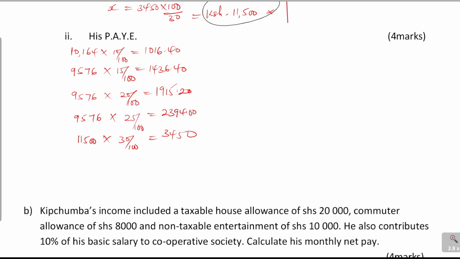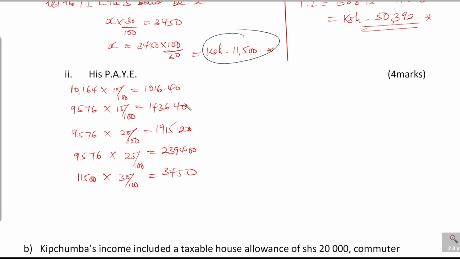Now all these amounts here, when you add 10,164, 9576, 9576, 9576 again, and 11,500, that should give you a total of 50,392, the total taxable income. Now when you add everything here, this is the tax, and then the other column is for the income. So when you add the total tax here, that gives what we call the gross tax.